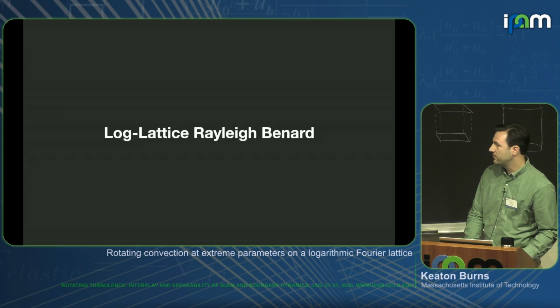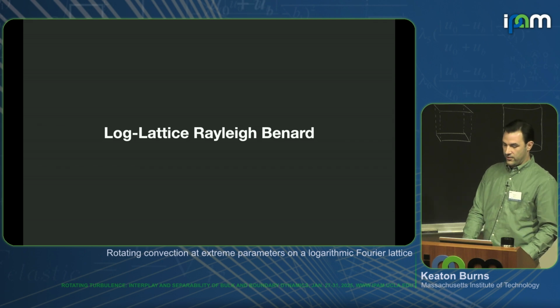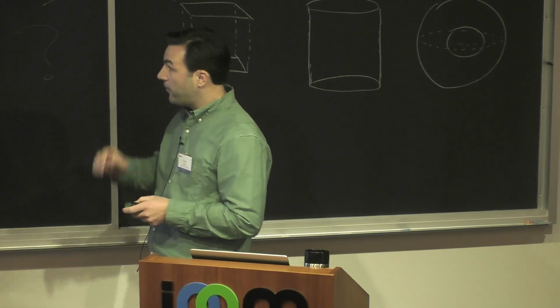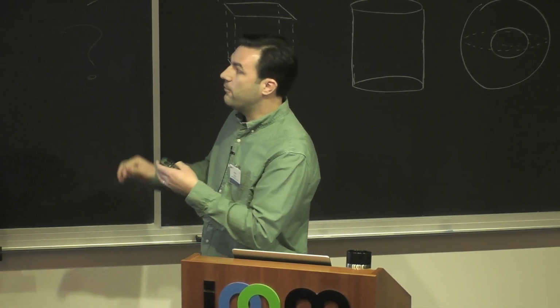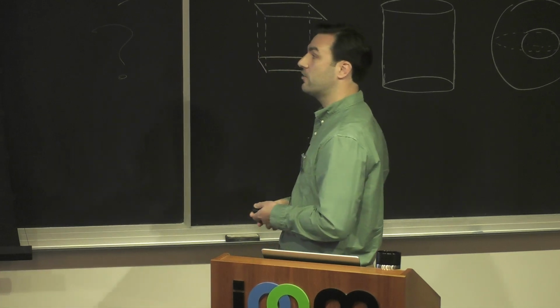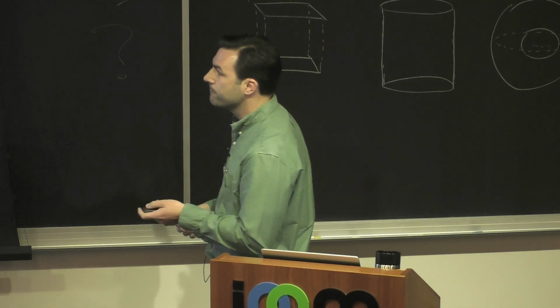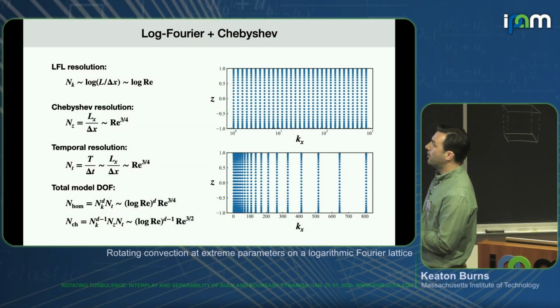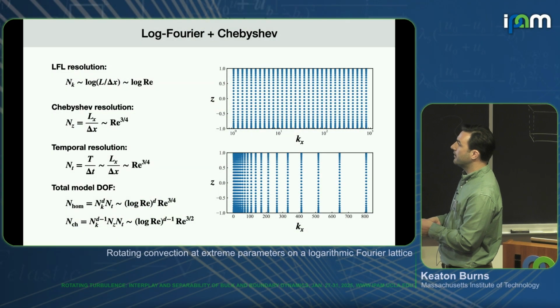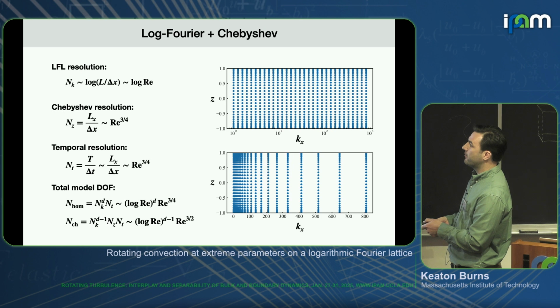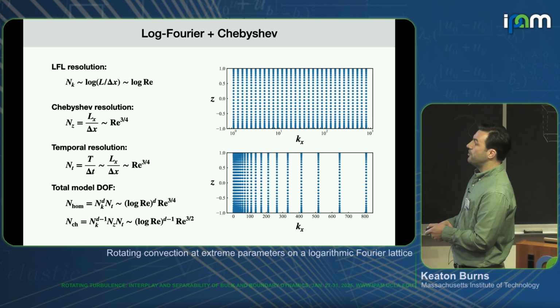Okay, so back to the log lattice here. So the idea that we have is to use the log Fourier discretization in the horizontal and one of these sparse Chebyshev discretizations in the vertical to try to do extreme Rayleigh-Bénard simulations. So the idea is that, again, our horizontal resolution will go sort of like log of the spatial dynamic range we need, log of Reynolds number. Chebyshev resolution needs to go proportional to that. So that still is going to scale like Reynolds to the 3/4.